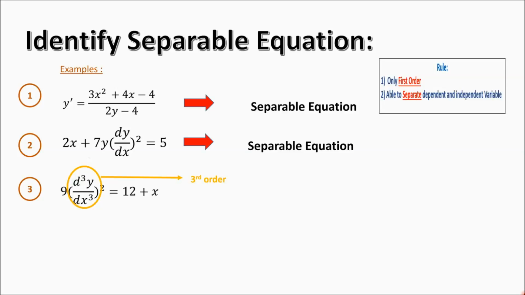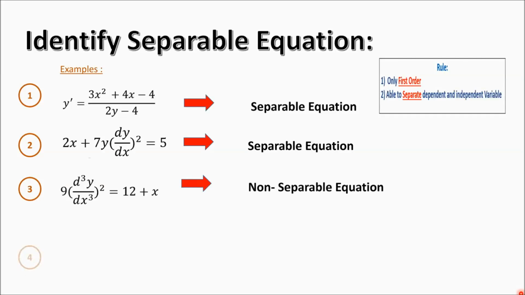Take a look at example 3. You realize that this is the third differentiation, and this is also third order. According to the rule, you can only use first order, which means you are unable to do a separable equation. Thus, this is a non-separable equation.